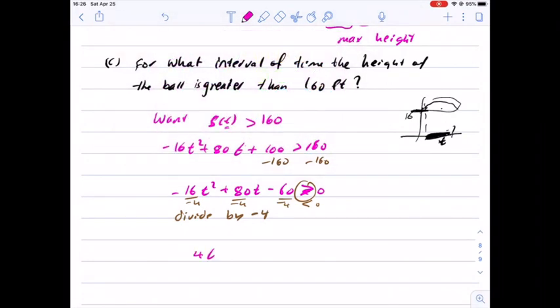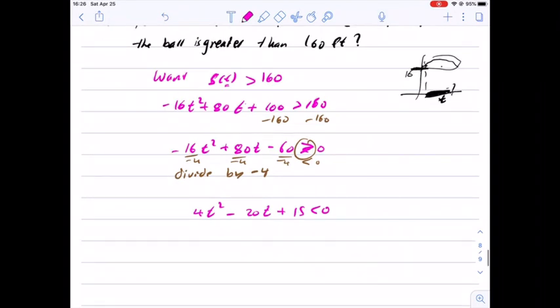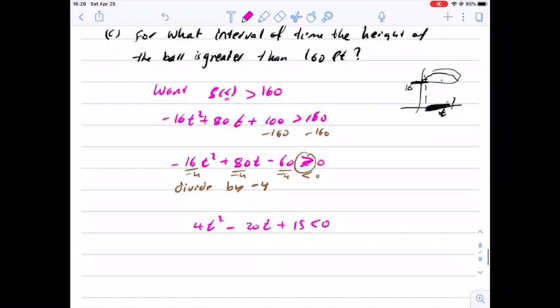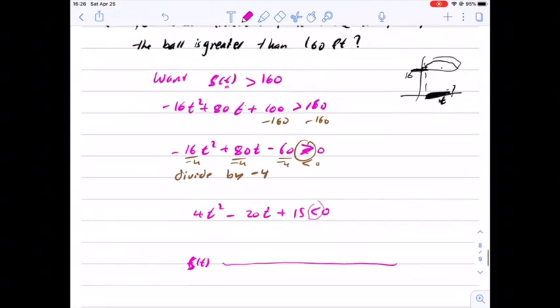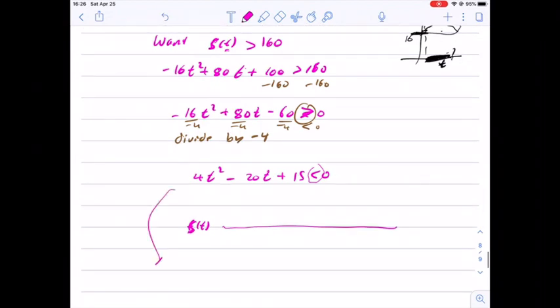So we have 4t squared minus 20t plus 15 is less than 0. Now it's simpler to find. We can now solve for t to find the interval, to find the critical points or the points where the function is equal to 0, and then we can study the sign. In order to solve this, we want the sign to be less than 0. So we use the quadratic formula to find t.